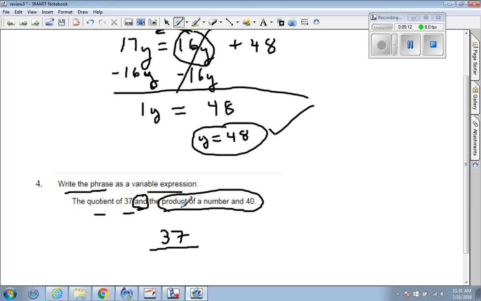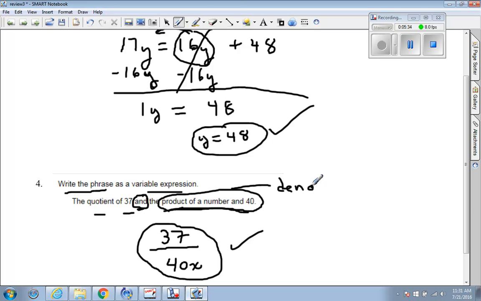But how do you say the product of a number and 40? Product means multiply. So the product of a number and 40 is just 40x. So really just have to practice translating that. Just maybe want to note to self that the product of a number and 40, all of that has to go in the denominator.